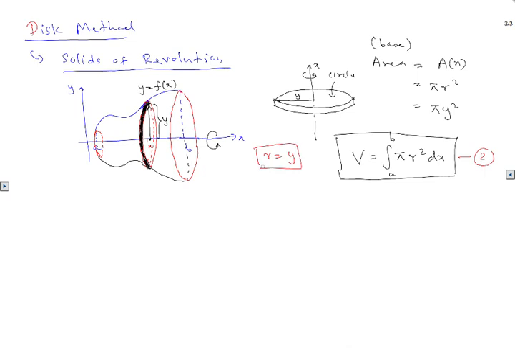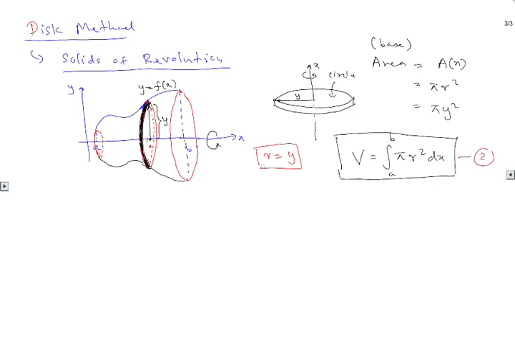When you have the disk method, you only need to find the radius. It may be the y coordinate, or if you do it the other way, it may be the x coordinate, or maybe something else as well. Okay, so let's do some problems.